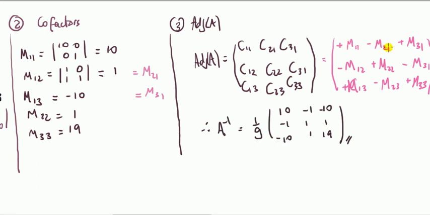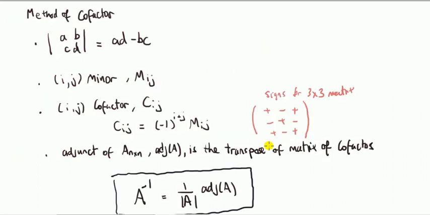It's linked to the minors being the sign, so I've just written this in red so you can see I've got these minors already, and I just substitute in the numbers. Finally, I take the adjunct, which is this, and I divide it by the determinant, which I showed was 9, and that's the inverse. Done. So I've just shown you another method, the method of cofactors.